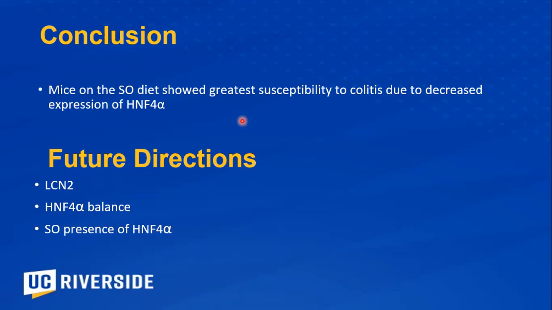Another thing I wanted to look into was the HNF4 alpha P1 and P2 balance and the soybean oil presence of that. Since we only saw that soybean oil decreased both, I wanted to look more into that and see if soybean oil would show more of a decrease or more of an increase in P1 or P2. And I wanted to compare that further with olive oil. Instead of seeing a decrease of P1 and P2 as a whole, I wanted to compare P1 and P2 with each other. So those are some future places that I would want to take this research.